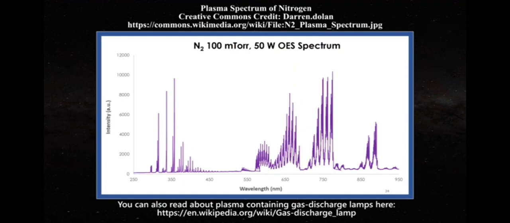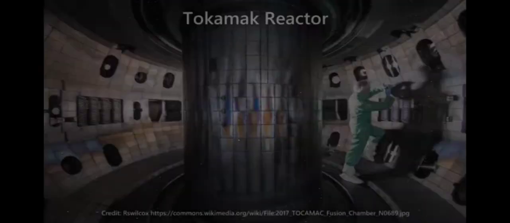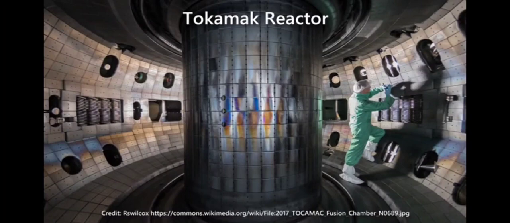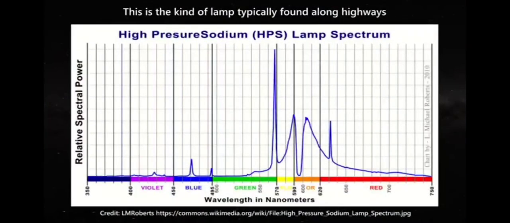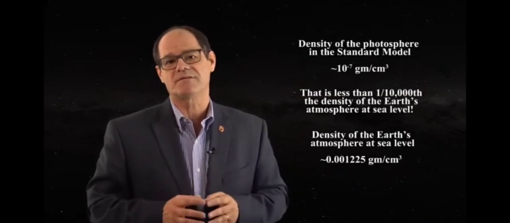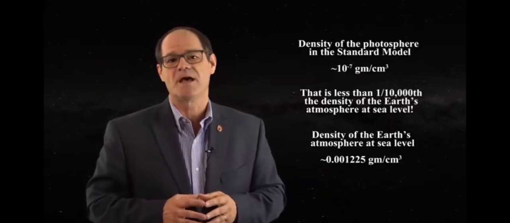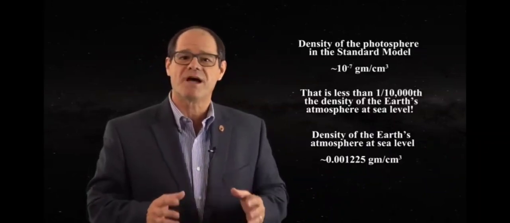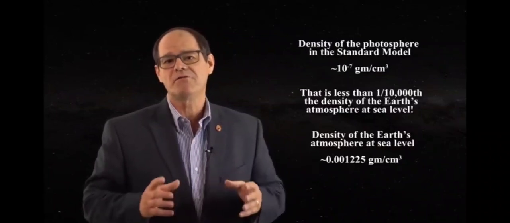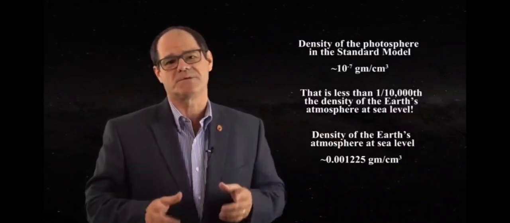In experiments that have some continuous features, the plasma is always confined by condensed matter, often graphite like in tokamak reactors. Many people like to compare the blackbody spectrum of the sun to the emission of a sodium lamp. However, even a sodium lamp is not blackbody in appearance. Furthermore, unlike a sodium lamp, the photosphere in the standard solar model has a density of only 10 to the minus 7 grams per centimeter cubed. That is a lower density than some of the best vacuums produced in labs. You will never find a blackbody spectrum coming from such material.